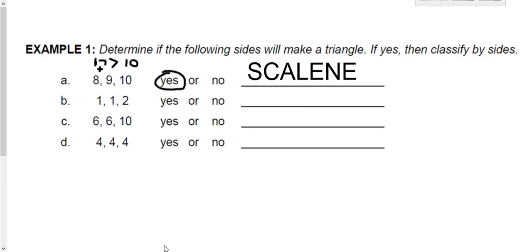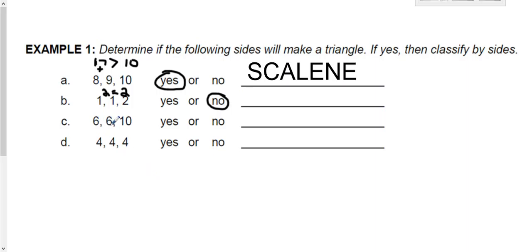Alrighty. The next one, the two small sides are 1 and 1. So 1 plus 1 is 2. And the third side, the biggest side, is 2. And that's equal to each other. And no, it's got to be greater than. So this answer is no. You can't make a triangle out of side lengths 1, 1, and 2.